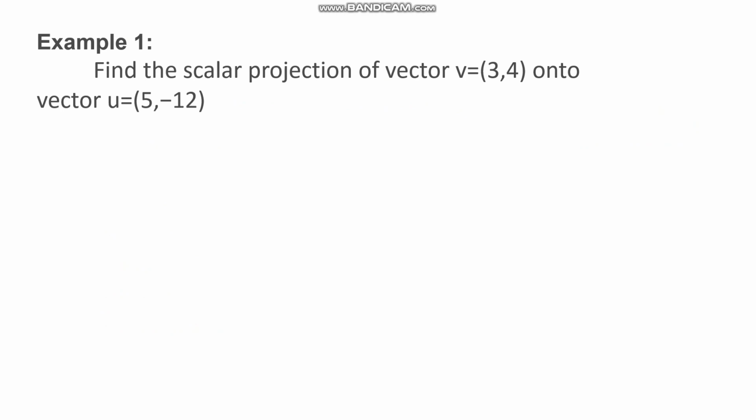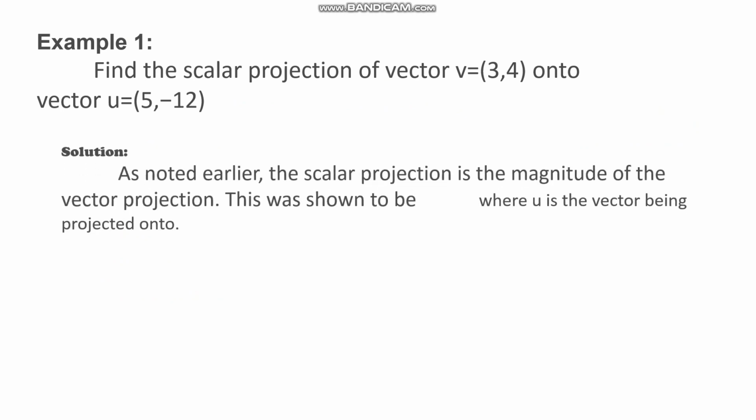For example number 1, find the scalar projection of vector V equal to 3 and 4 onto vector U equal to 5 and negative 12. As the solution, as noted earlier, the scalar projection is the magnitude of the vector projection. This was shown to be U dot V over the magnitude of U, where U is the vector being projected onto.